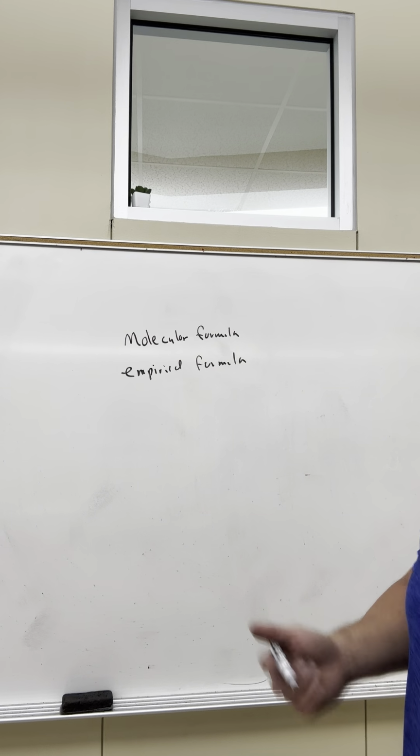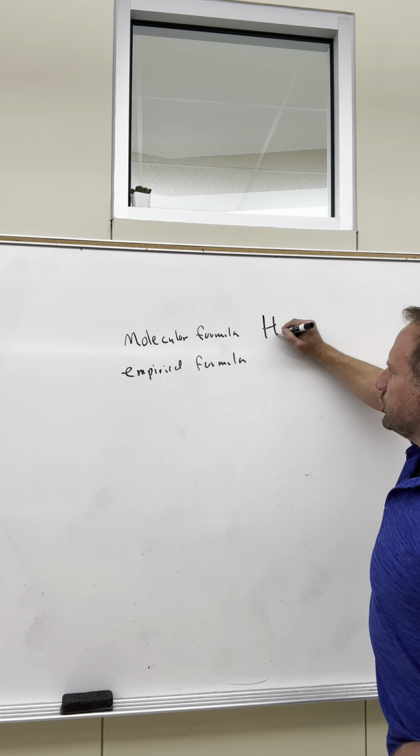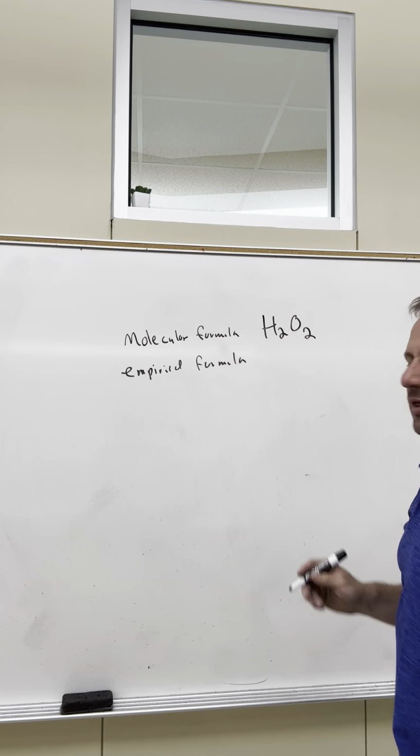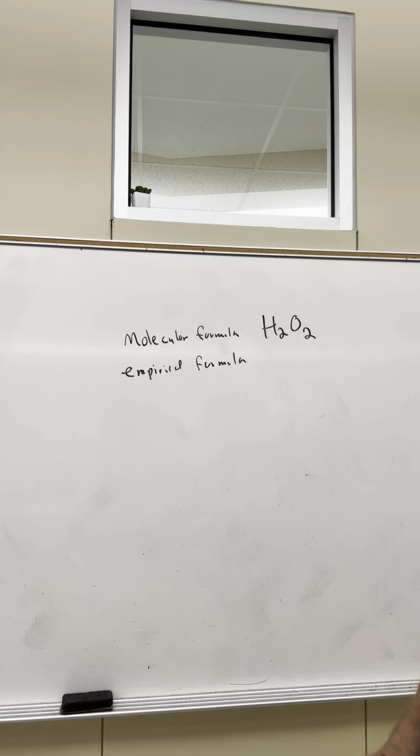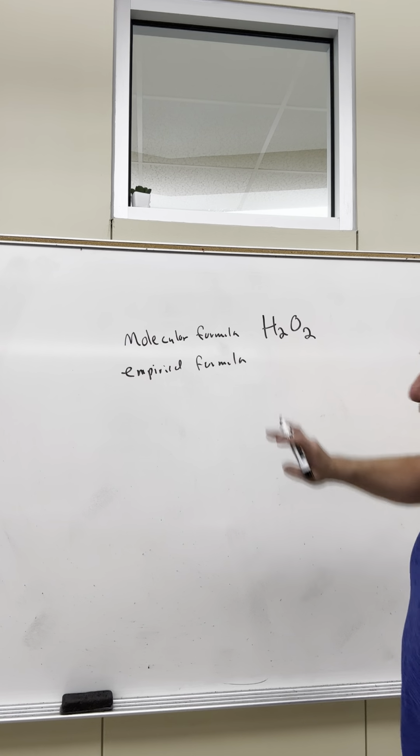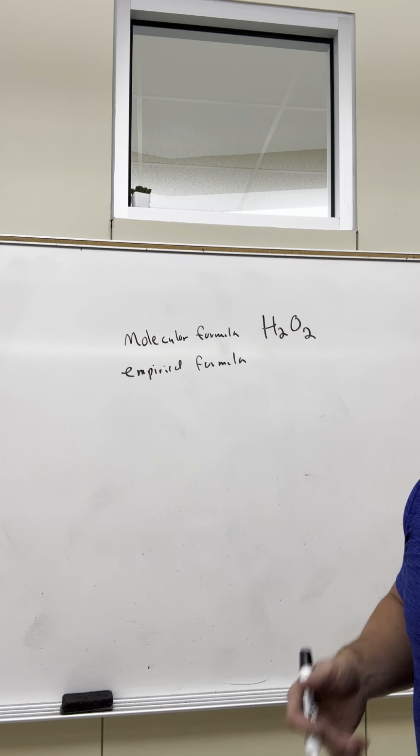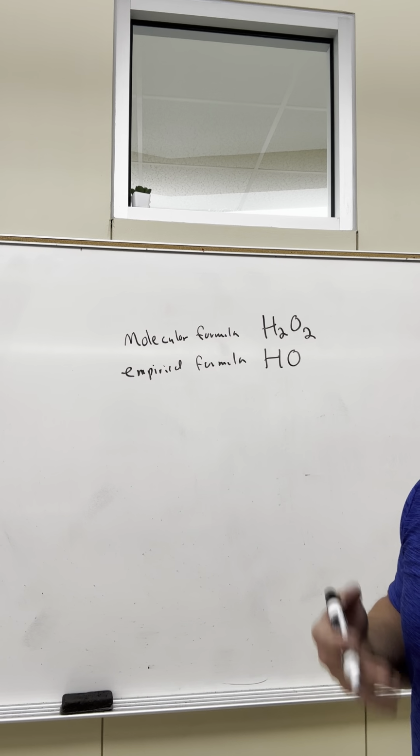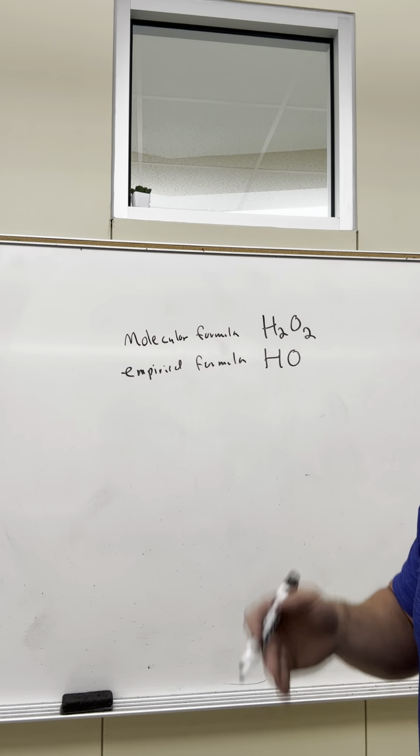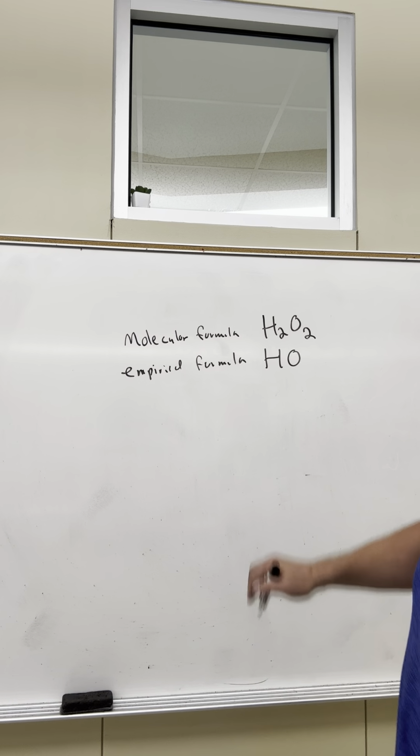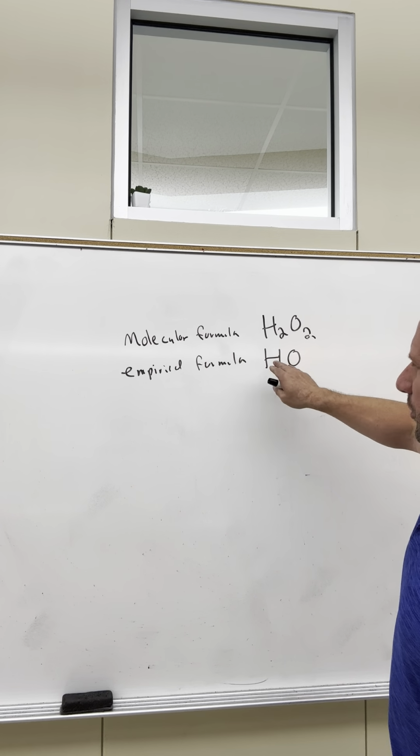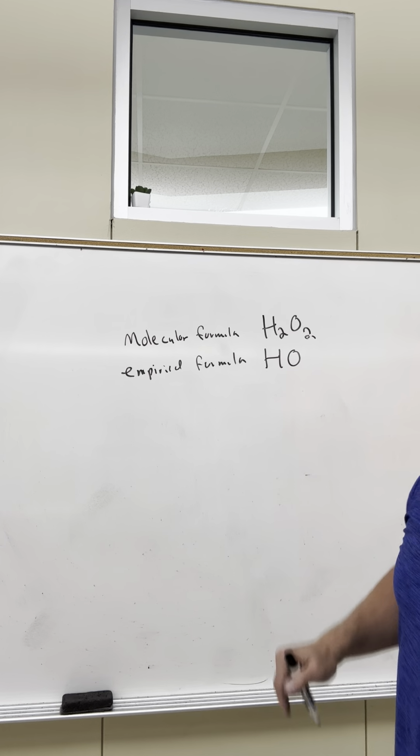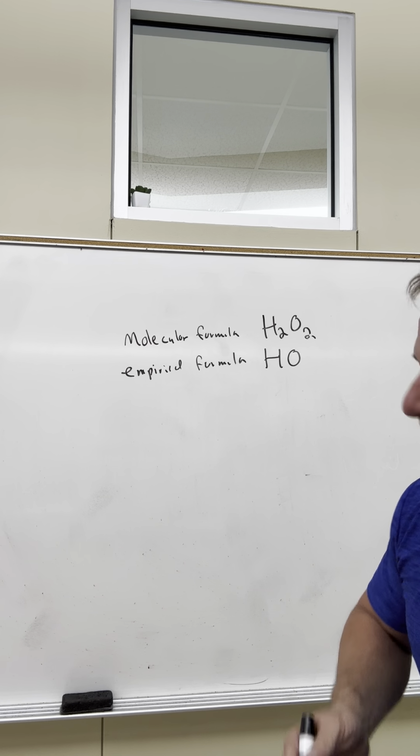A molecular formula would be something like H2O2. That is hydrogen peroxide. Hydrogen bonds to the peroxide, polyatomic ion. Its empirical formula would just be HO. Basically, what an empirical formula is, it's the lowest whole number ratios. So this is a 2 to 2, but the lowest whole number ratio would be a 1 to 1, so it's HO. That's the empirical formula.